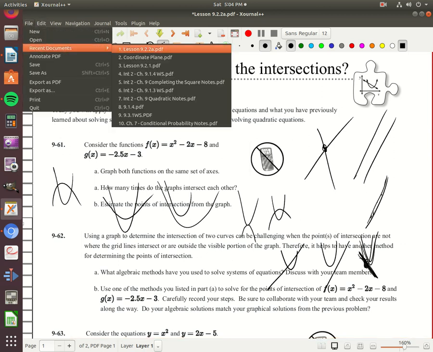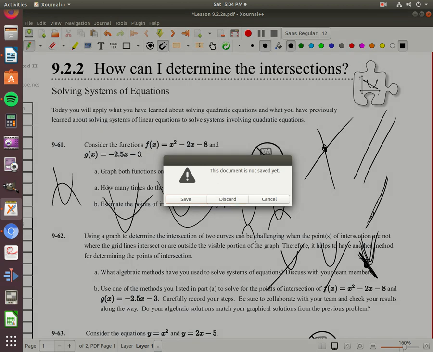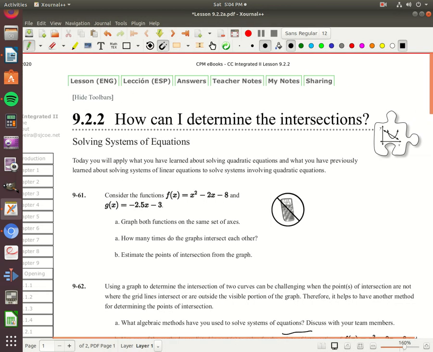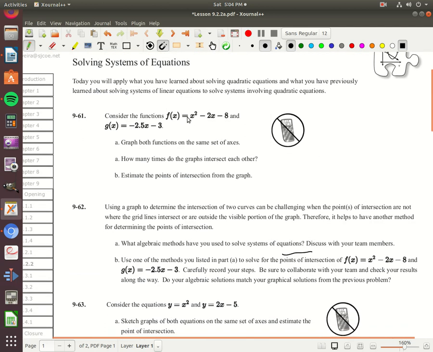So hopefully we can get through this. When we look at 961, it says, consider the functions f of x equals x squared minus 2x minus 8 and g of x equals negative 2.5x minus 3. Graph both functions on the same set of axes. How many times do the graphs intersect? And estimate the points of intersection.